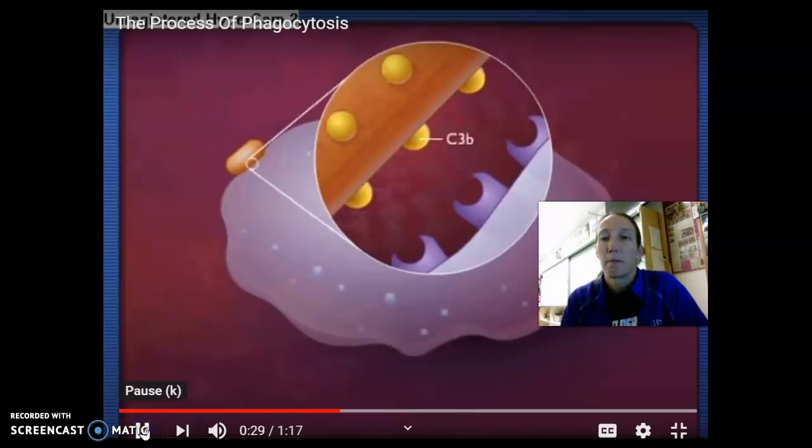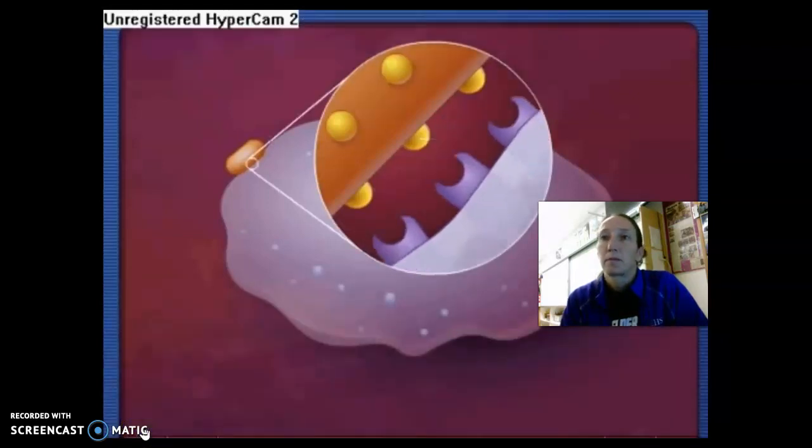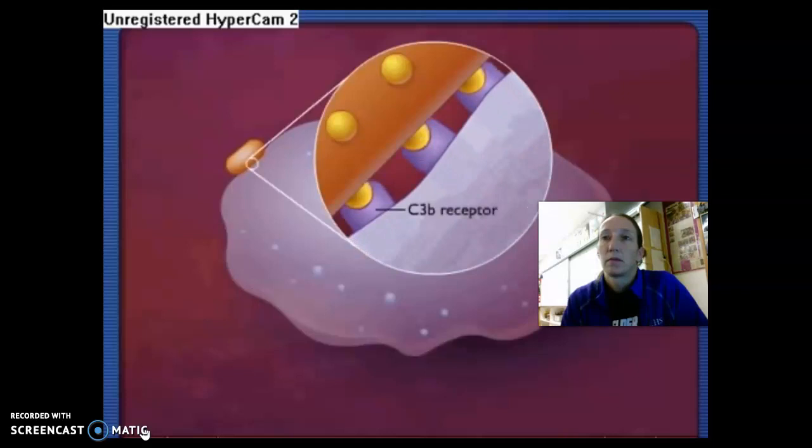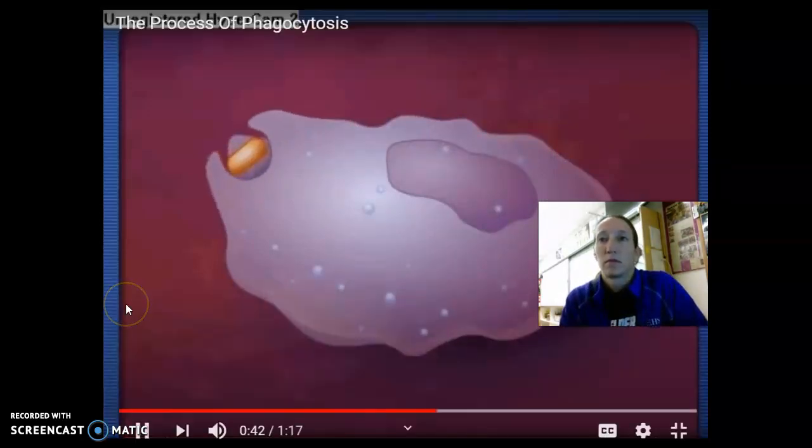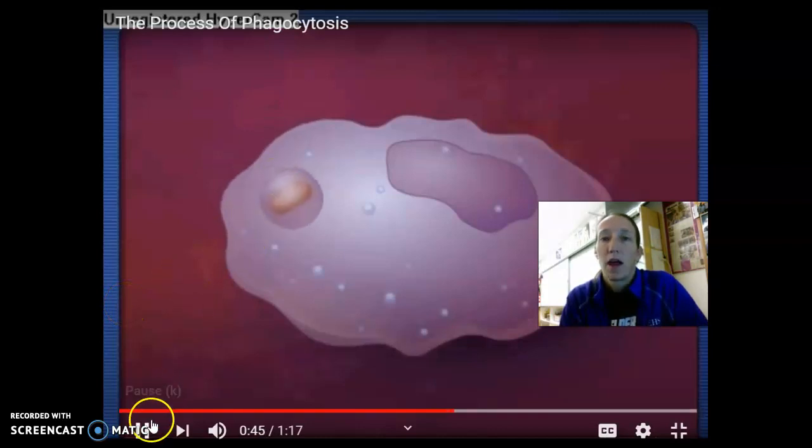The complement coats bacteria or other particles and then binds to C3b receptors on the phagocyte. This process of coating to enhance phagocytosis is called opsonization. The microorganism is then engulfed by the phagocyte into a vacuole known as a phagosome.